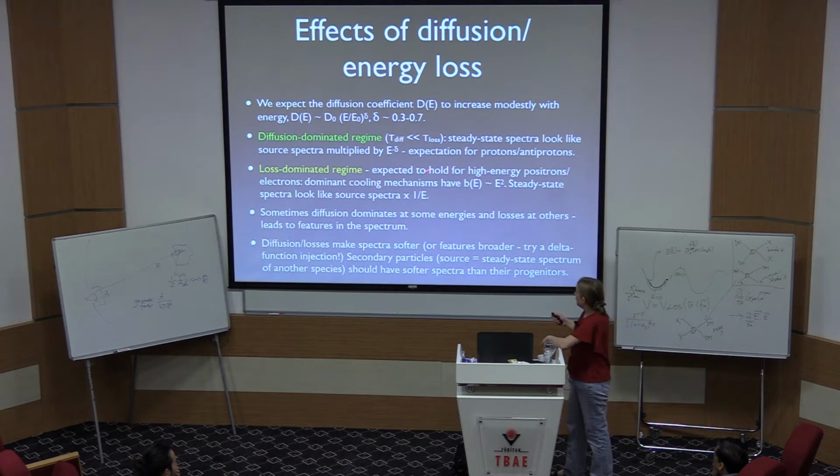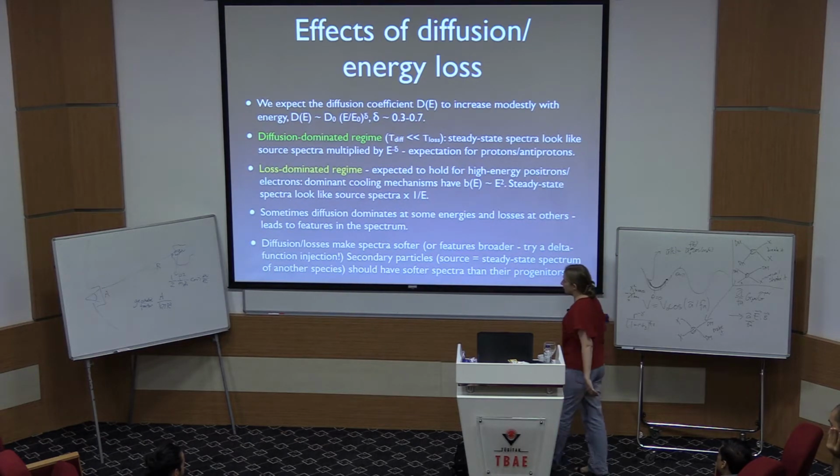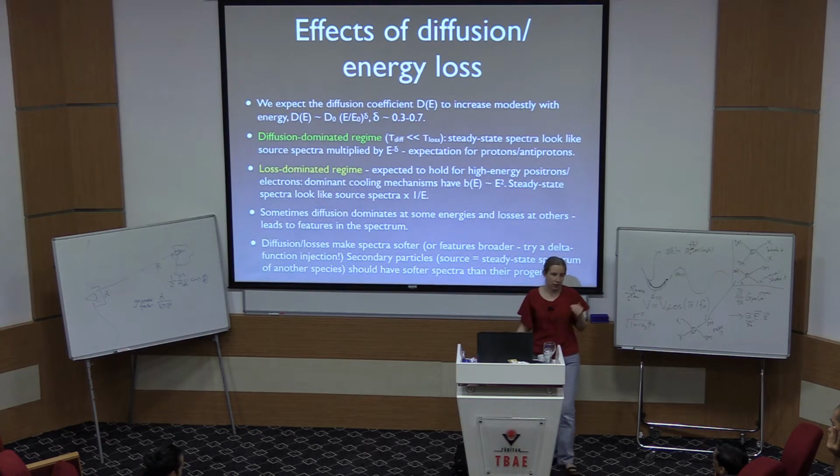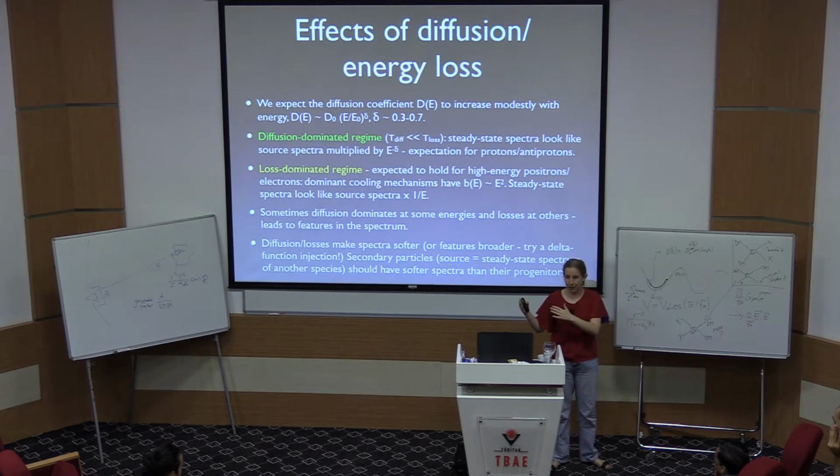So that tells you in the diffusion-dominated regime, your expectation is that the final steady-state spectrum looks basically like the source spectrum multiplied by E to the minus delta, and in the loss regime, it looks like the source spectrum times 1 over E. So you can have a situation where the diffusion dominates at some energies and losses dominate at other energies, in which you sculpt a change of slope in the spectrum. And that can look like a bump if you do it right. So these propagation effects, the zeroth order thing that they do is that they soften the injected source spectra. They make less power at high energies, more power at low energies.